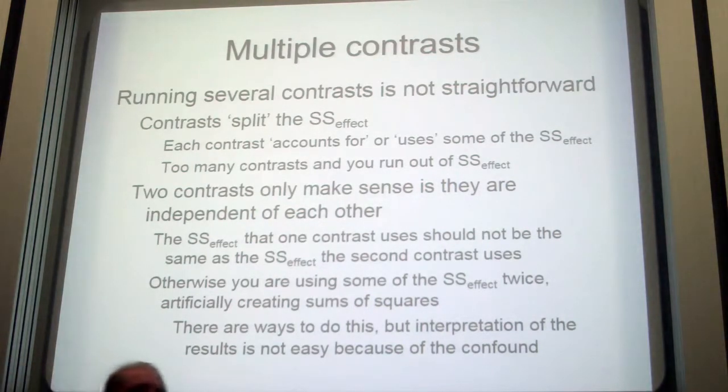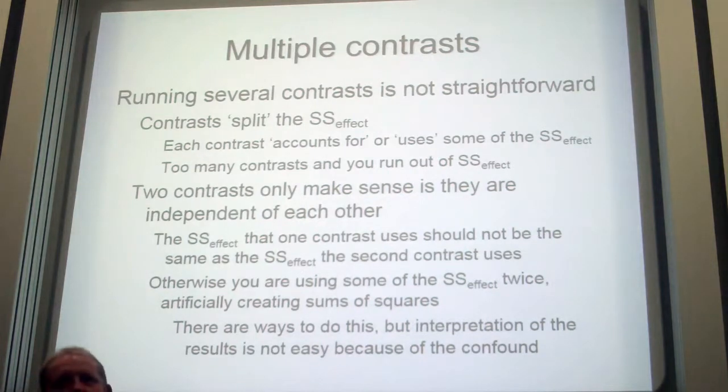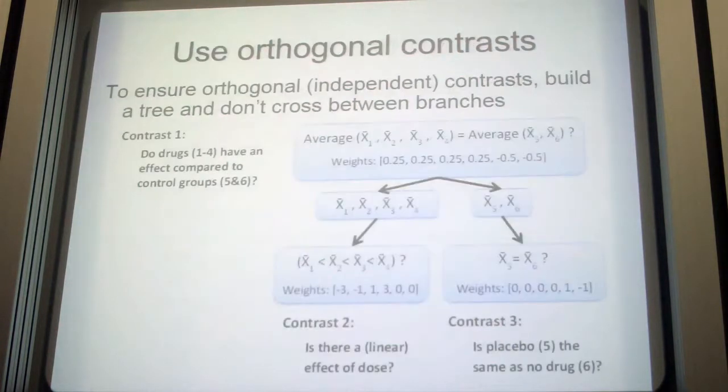More importantly than that, if you're running 2 contrasts, they need to be independent of each other. You can't use the same sums of squares bit more than once, because then you're doing multiple comparisons with unknown quantities. So you have to make sure that each test is using a different part of the sums of squares. You don't want to be artificially creating them, because that's what using something twice is doing. It's always possible to do it, but it can get complicated.